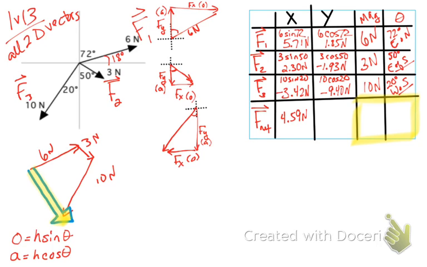Now on our other side, we've got 1.85 newtons minus 1.93 minus 9.40. And that gives us negative 9.48. And now, guys, which quadrant is this going to be in? Fourth, right? Which is kind of what we thought it was going to be based on the beginning.